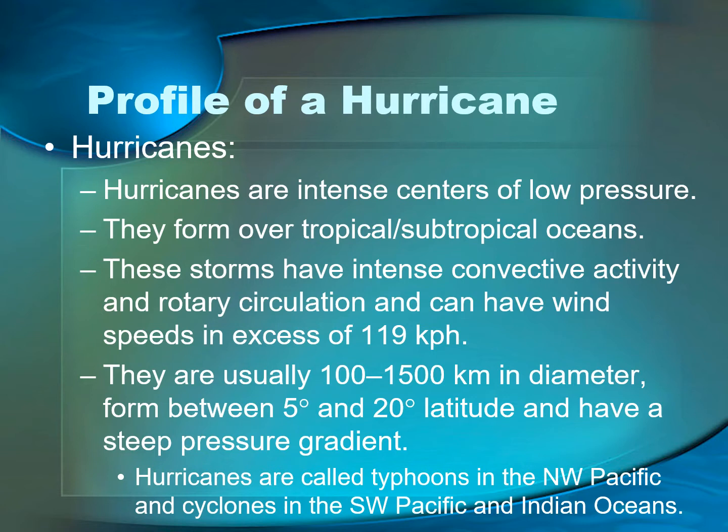And why do they not form at the equator or within 5 degrees north or south of the equator? The answer is a couple of things, really. First of all, the winds are just not very strong right around the equator, and the Coriolis effect. Remember the Coriolis effect, the apparent deflection of wind to the right in the northern hemisphere and to the left in the southern hemisphere. The Coriolis effect is pretty much negligible right at the equator.